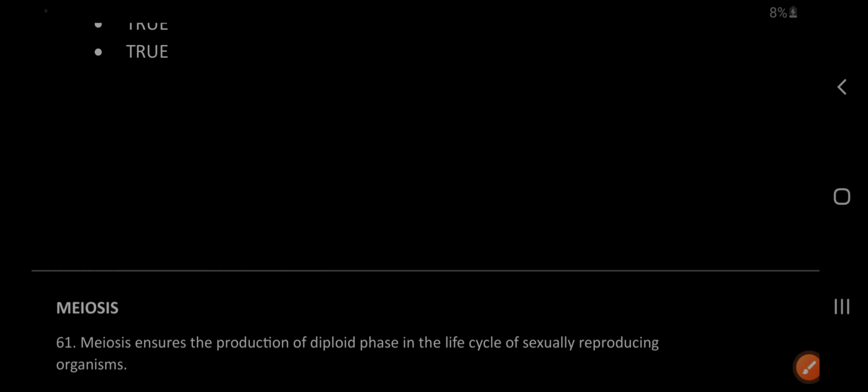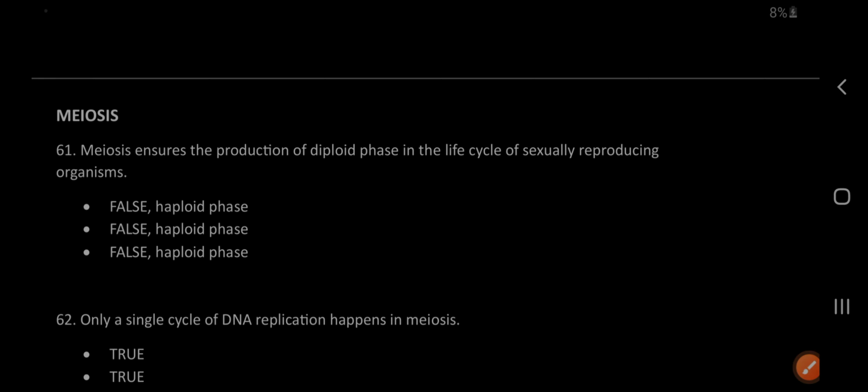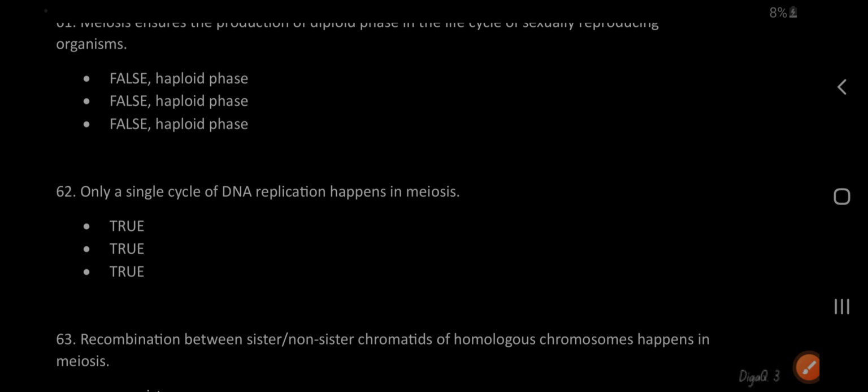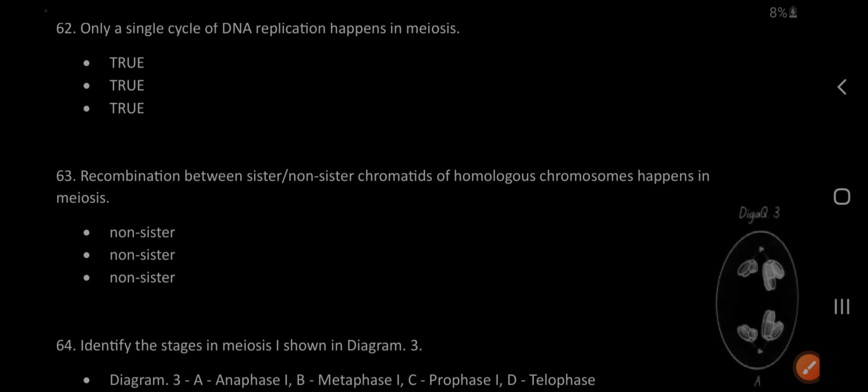A very significant contribution of mitosis is cell repair. True. Meiosis ensures the production of diploid phase in the life cycle of sexually reproducing organisms. False, haploid phase. Only a single cycle of DNA replication happens in meiosis. True. Recombination between sister and non-sister chromatids of homologous chromosomes happens in meiosis. Non-sister.